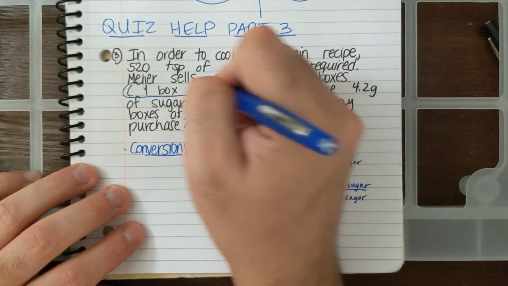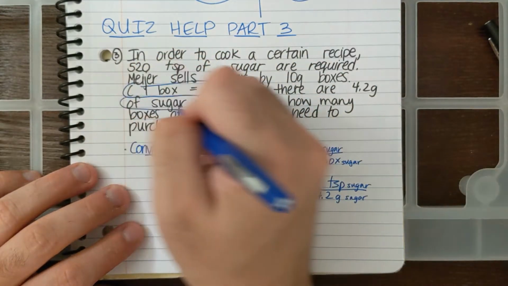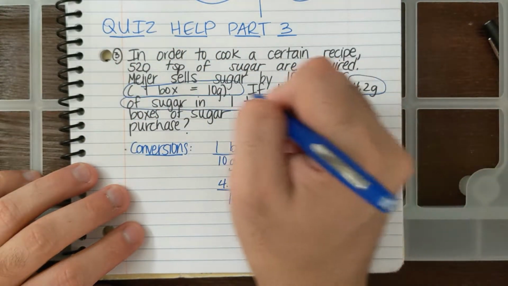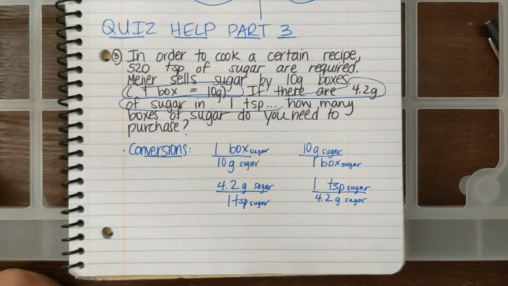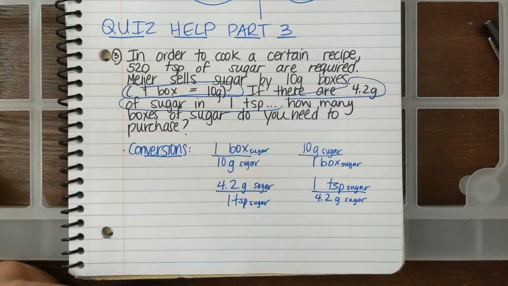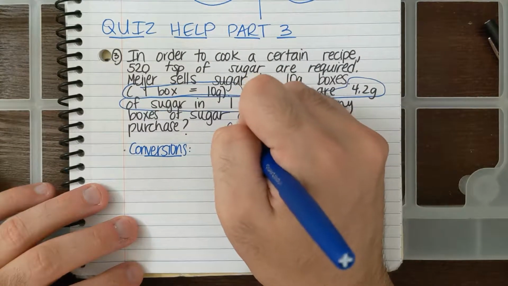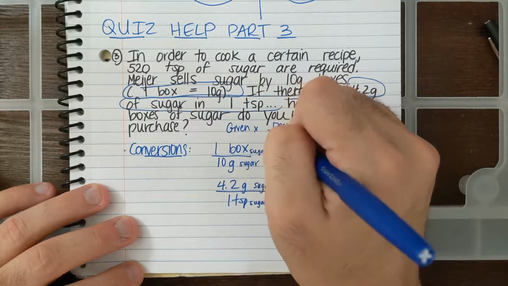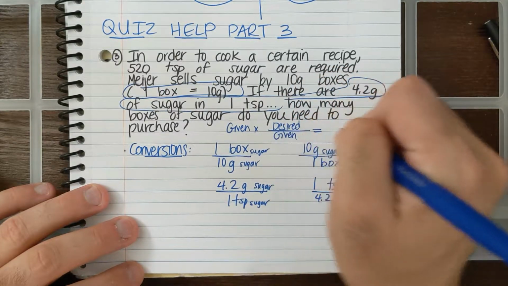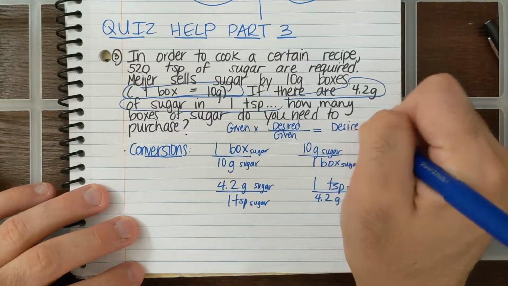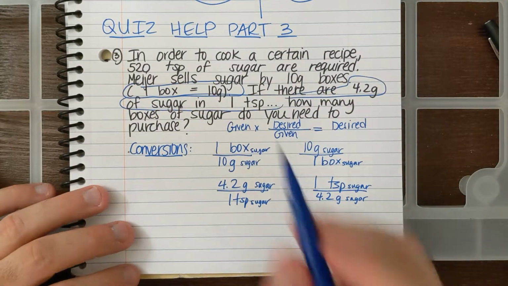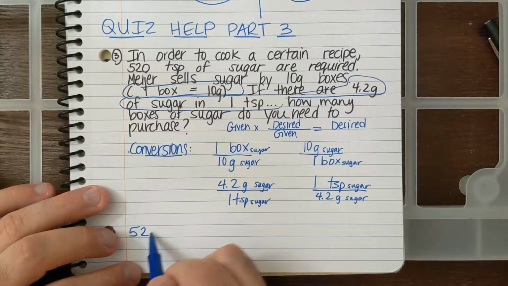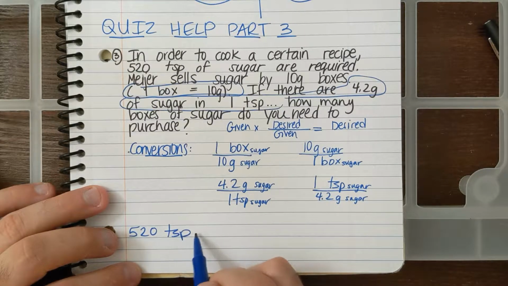Here's one conversion: 1 box is 10 grams. Here's another conversion: 4.2 grams is 1 teaspoon. How many boxes of sugar do I need if I need 520 teaspoons for this massive recipe? Well, my setup is given times desired over given, and I'm going to keep on doing that until I get my desired. So I'm going to start with my given, which is 520 teaspoons of sugar.